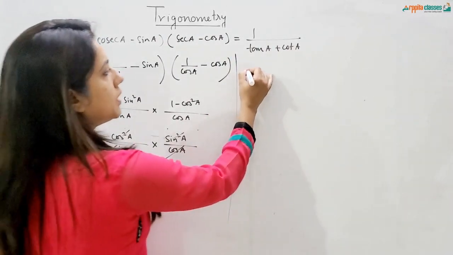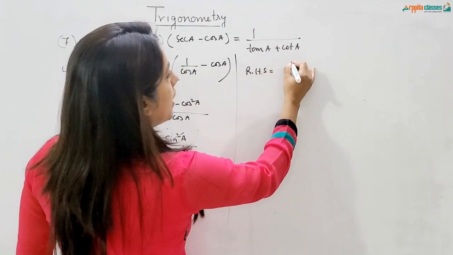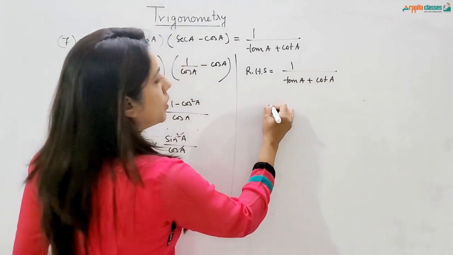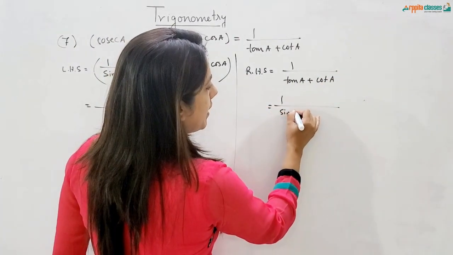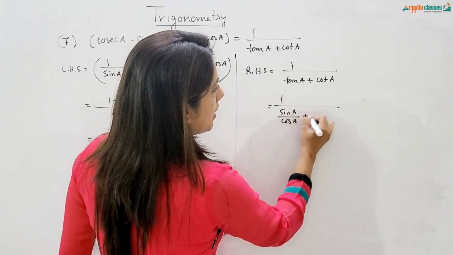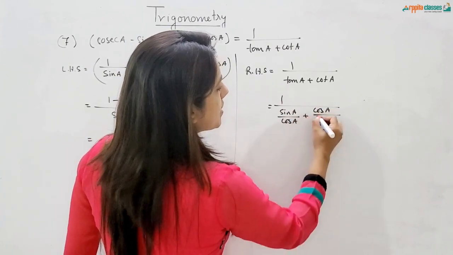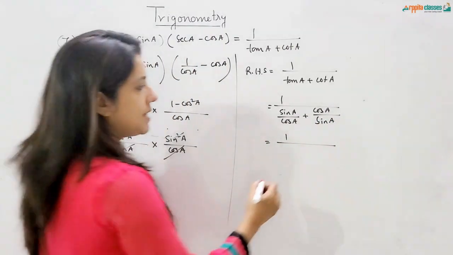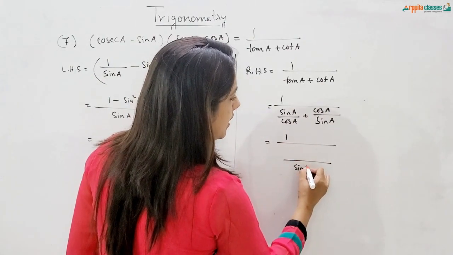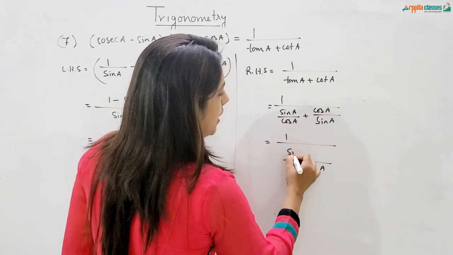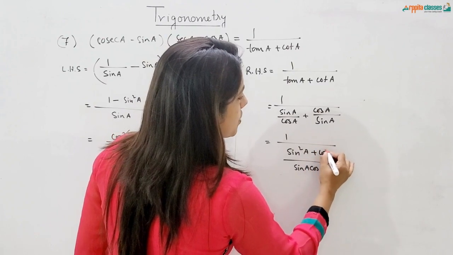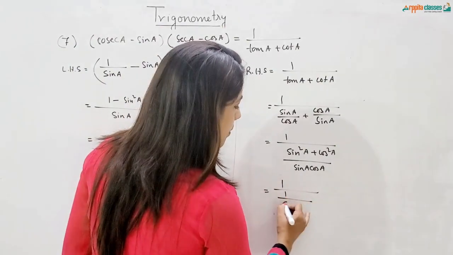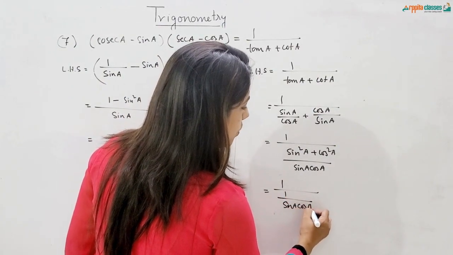Let us process the right hand side as well. We have 1 upon tan A plus cot A. So tan A can be written as sin A upon cos A, and cot A is written as cos A upon sin A. So we'll take the LCM. Here the LCM is sin A into cos A. In the numerator it will be sin square A plus cos square A. So sin square A plus cos square A is 1. So 1 upon sin A into cos A.